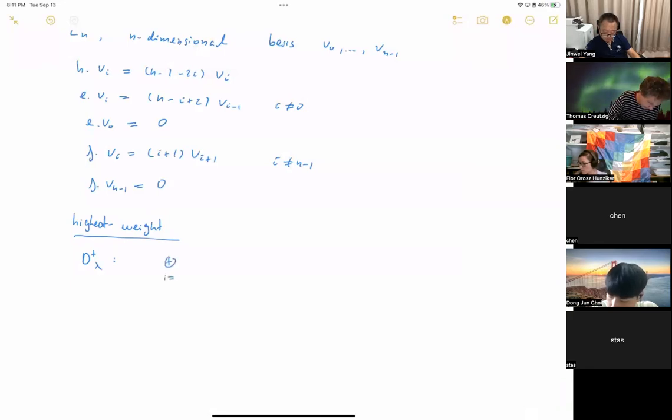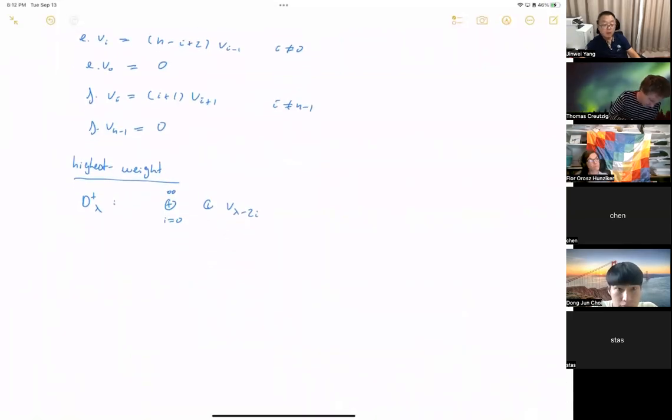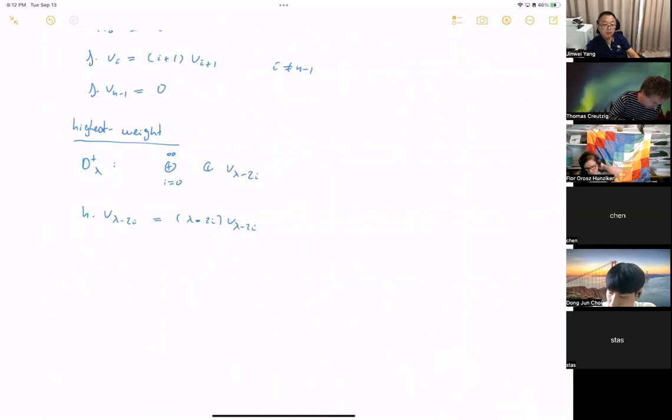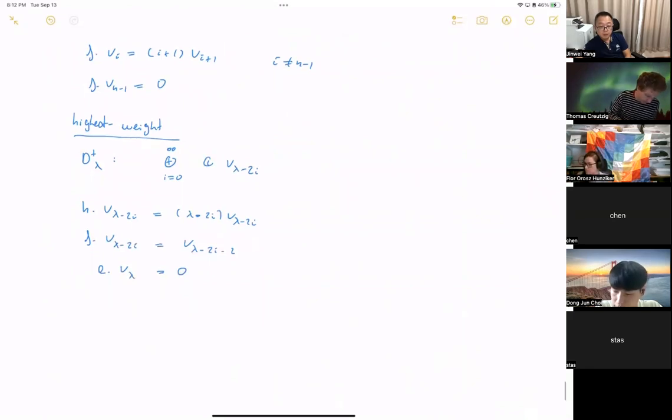And the underlying vector space is now an infinite sum of weight spaces. So I call a basis vector of these weight spaces, I label them by their weight. That means by their h eigenvalue. And so now what do I do with E? Well, first of all, I want this v lambda to be a highest weight vector. So I ask it to be annihilated by E.